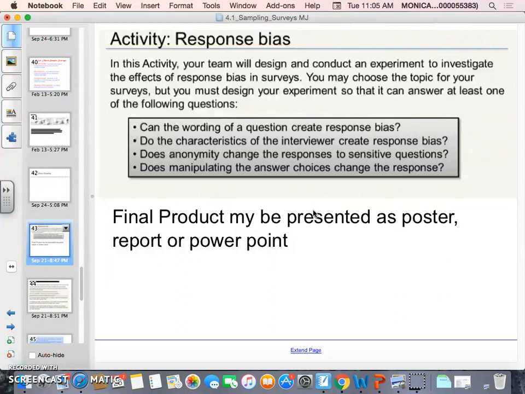You're going to remain anonymous. I'm not going to know who you are, but I want to know, do you drink alcohol? All right. And then last, does manipulating the answer choices change the response? So your final product may be either presented as a poster, a report, or a PowerPoint. That's your choice.